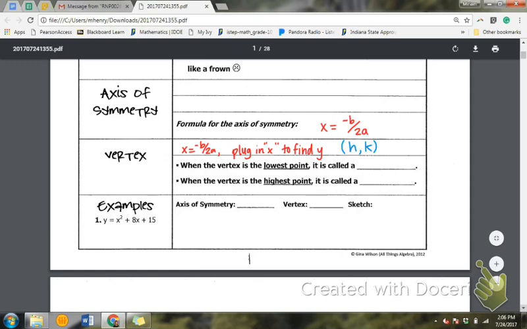So we already talked about when the vertex is the lowest point, it's called the what? When it's the low point, it's called the minimum. When it's the high point, it's called the max. And you can abbreviate min and max, that's fine. We're not going to worry about this example on here because we're going to do 4 examples on the back side. So let's flip over to the back of this page.